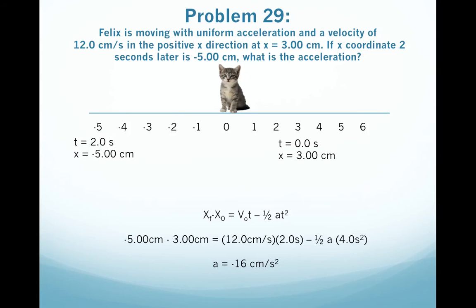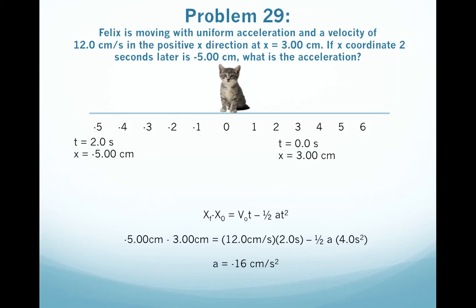I did problem 29 from the book. The problem says, Felix is moving with uniform acceleration and velocity of 12 centimeters per second in the positive x direction, starting at x equals 3 centimeters. If the x coordinate 2 seconds later is negative 5 centimeters, what is the acceleration?